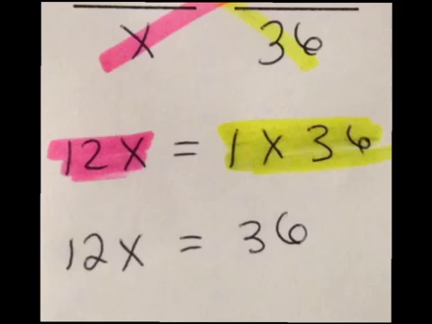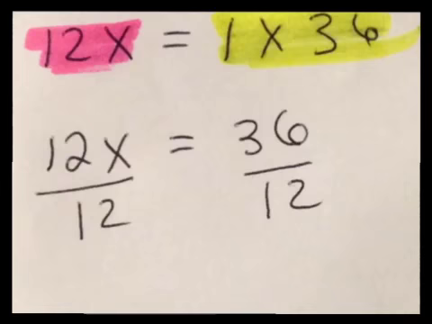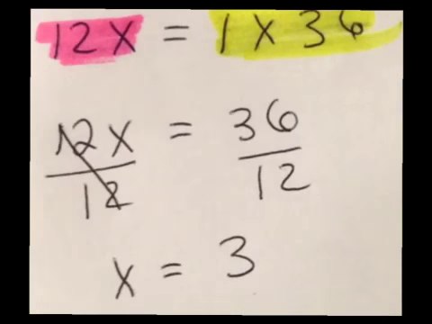Again, our steps are the same. We simplify. 1 times 36 is 36. Again, to undo multiply by 12, we divide by 12. What we do to one side of the equation, we do to the other side of the equation. We simplify. 36 divided by 12 is 3. X has a value of 3.